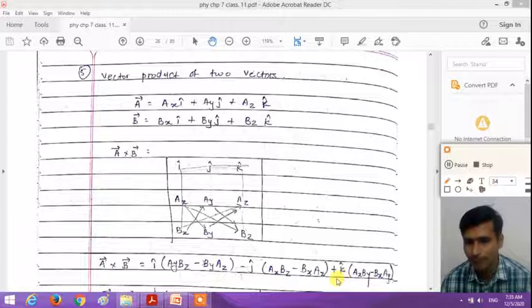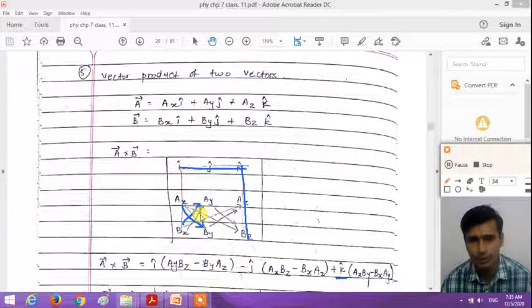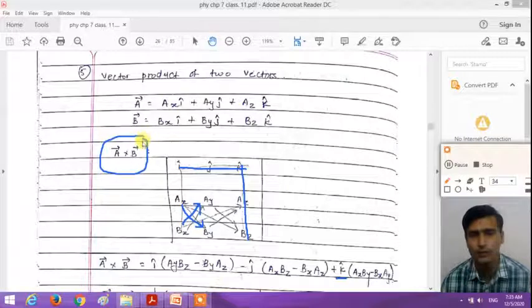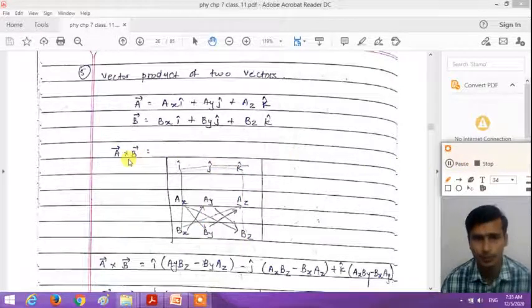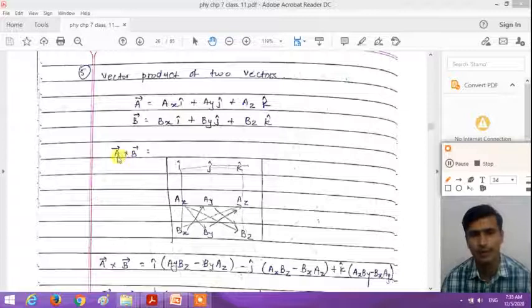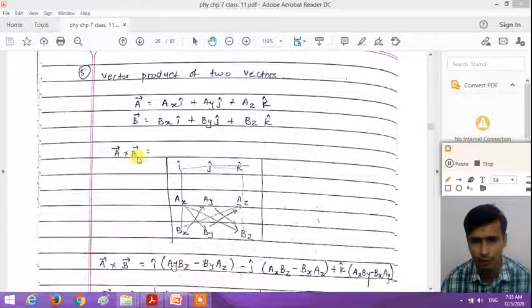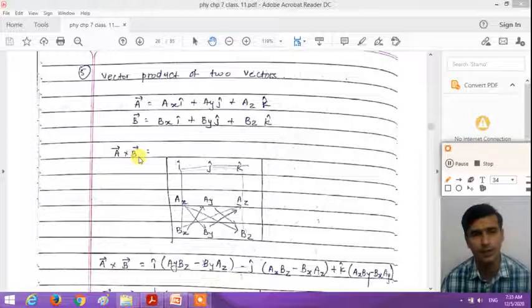Write plus k here and eliminate the row and column containing k. Again you get four components. From left to right, multiply AX BY minus BX AY. This way you can find the vector product A cross B. Let us revise once again. How can we find A cross B? The vector product of vectors A and B is denoted by A cross B, and it is found with the help of the determinant.